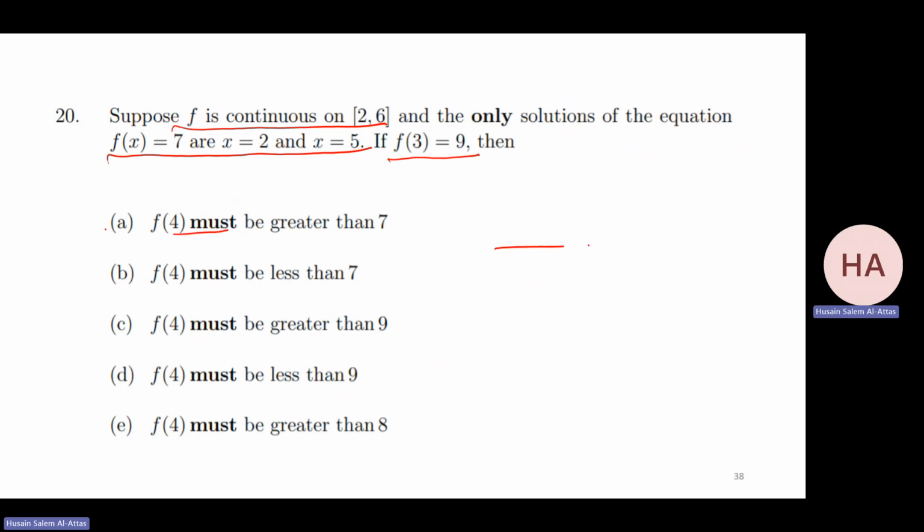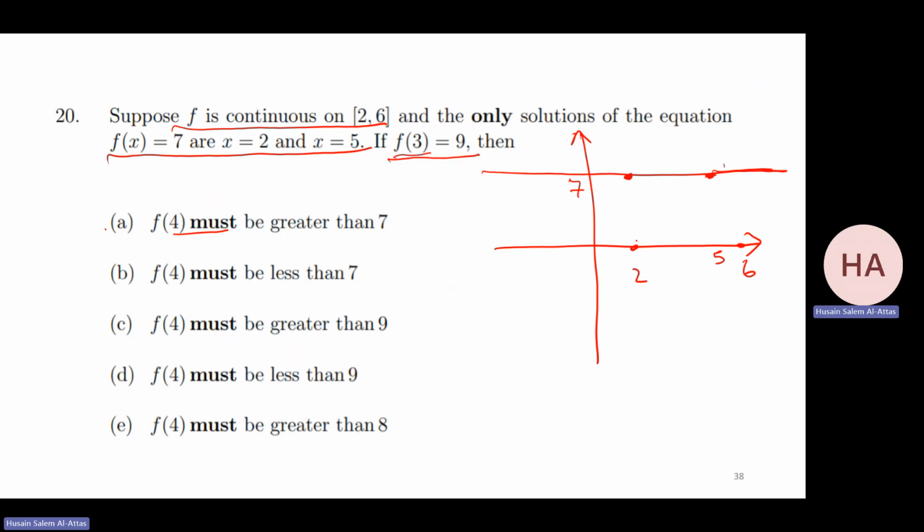Just graph the function. I know it's continuous between 2 and 6. He gave us x equals 7. The only solutions mean I have a point here at 2, and I also have another point at 5. So this line will be crossed only at these 2 points, this point and this point.